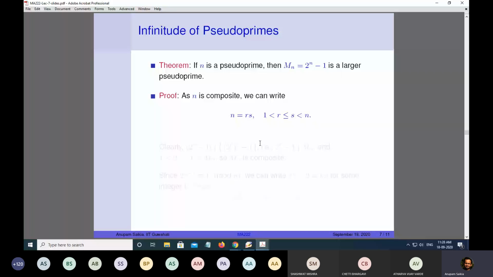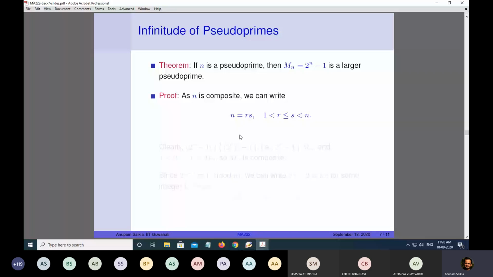First of all, n is composite because it is a pseudo-prime. So I can factorize it as r times s, where r and s are strictly less than n. These factors are strictly between 1 and n. So that is a composite number. Then what can I say?